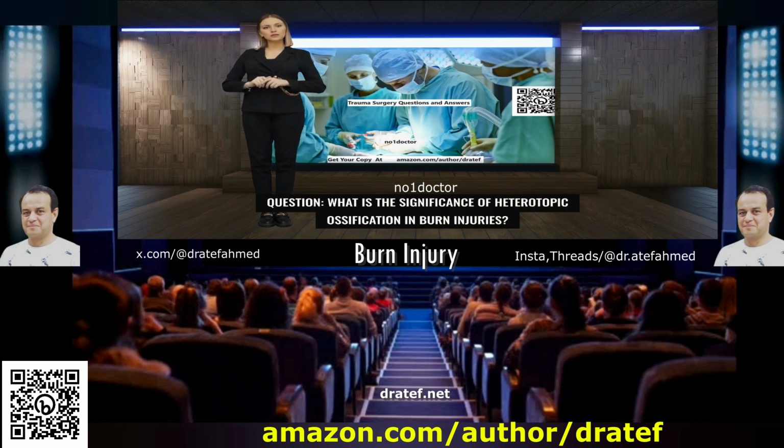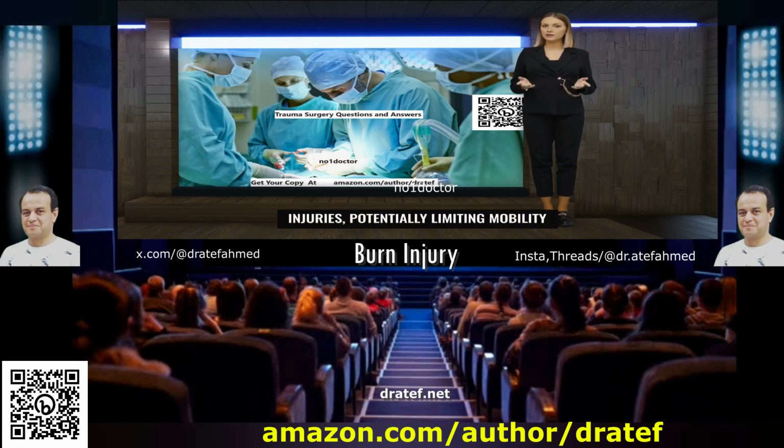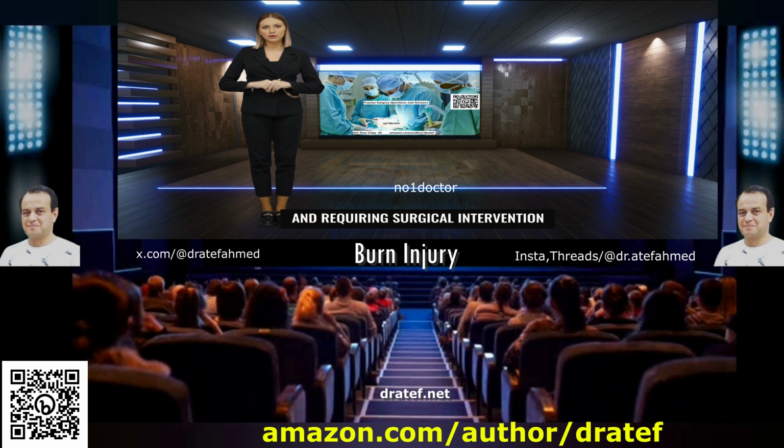Question: what is the significance of heterotopic ossification in burn injuries? Answer: heterotopic ossification involves abnormal bone formation around joints after burn injuries, potentially limiting mobility and requiring surgical intervention.